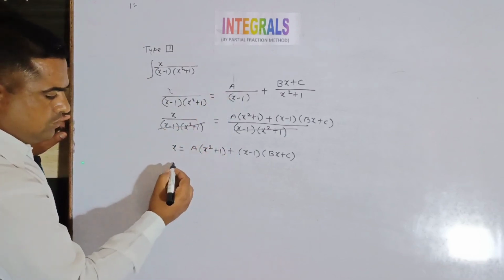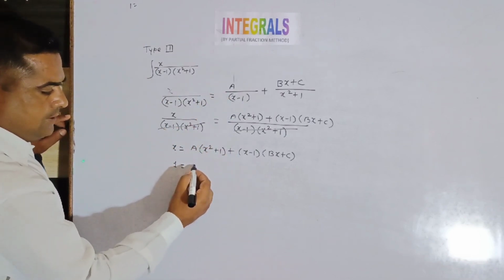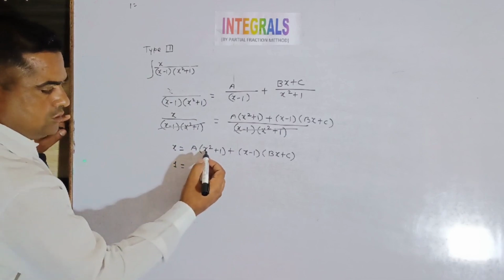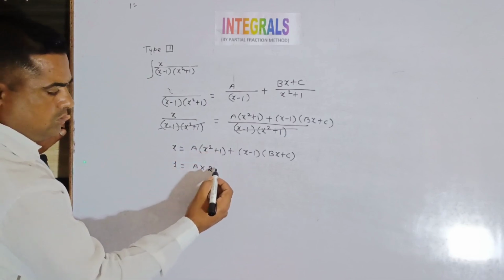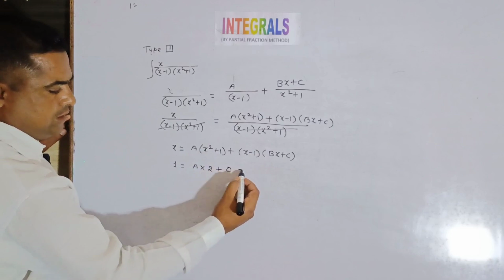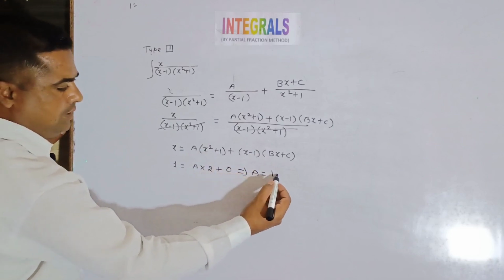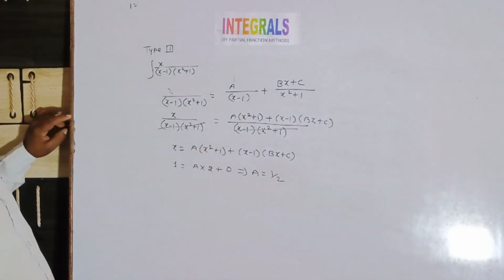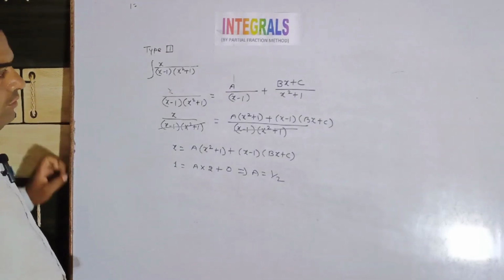We are putting x equals to 1, so we'll get 1 = A(1² + 1), this will be 2, plus (1 − 1), this will be 0. Means the value of A will be 1 upon 2. Correct? Now we will find the value of B.